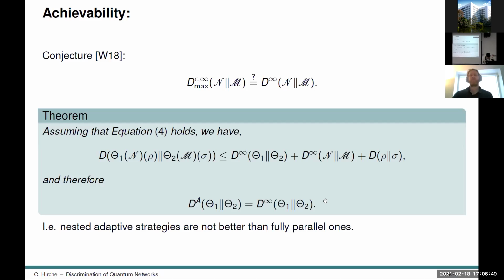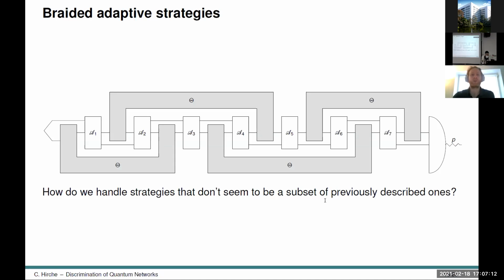Now we have explored all these different strategies, and up to one conjecture, we have determined the optimal rates. But as it turns out, if you keep puzzling around with these networks or superchannels, you can still find different strategies. As one example, I want to give what I call the braided adaptive strategy. Interestingly, it's not clear whether these are a subset of either of the other adaptive strategies I have provided so far. And it's also not clear how to put them into that framework.